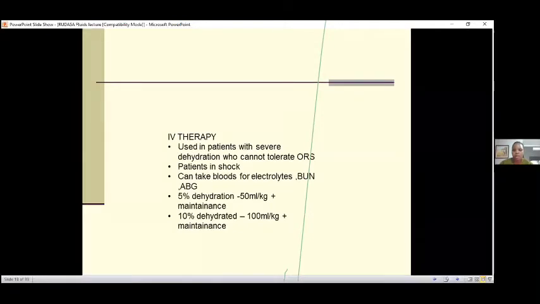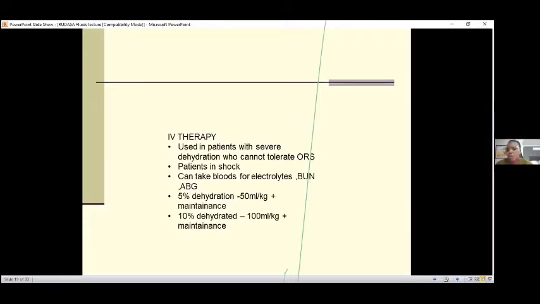Furthermore, on the IV therapy, IV therapy is used for patients with severe dehydration who cannot tolerate oral rehydration solution. Also patients in shock. When they are establishing a line, they can take blood for electrolytes and blood urea nitrogen and a blood gas.